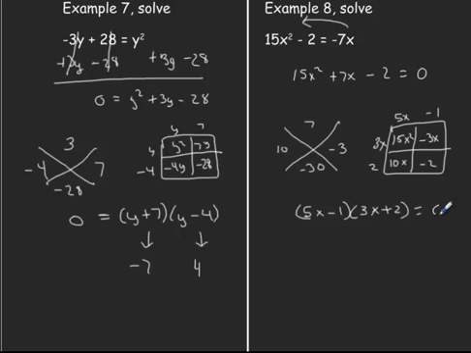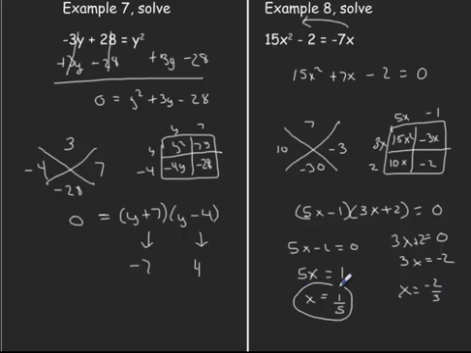Okay, so here's where it's a little bit more complicated. I would add 1, divide by 5. So I'm going to show the whole thing. 5x minus 1 equals 0. Add 1 to both sides. 5x equals 1. Divide by 5. And the last one, set 3x plus 2 equal to 0. Subtract 2 from both sides, and divide by 3. Two answers, positive 1/5, negative 2/3.